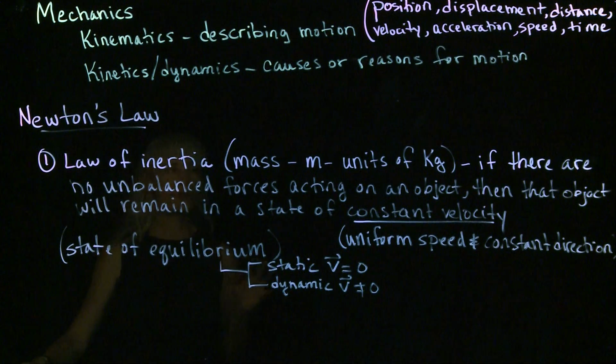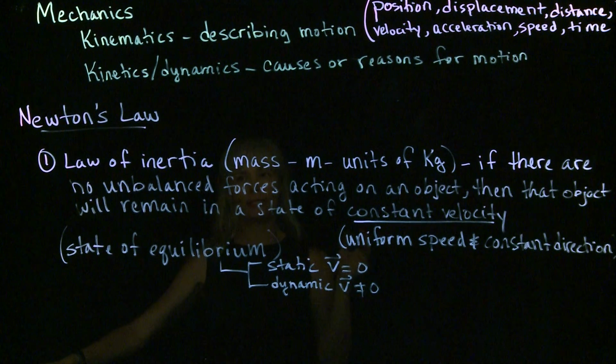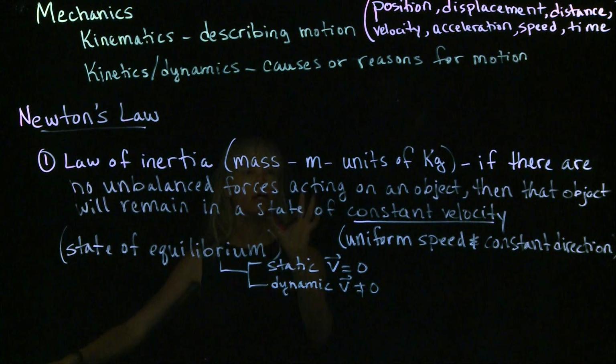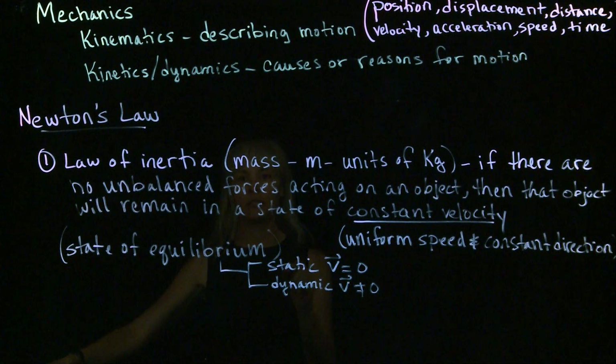Okay, so Newton in his first law says, hey, because objects have mass, they tend to want to continue moving in a state of constant velocity. And the only way to change them from moving in a state of constant velocity is to exert an unbalanced force on the object. In other words, it has to be tugged in one direction harder than it's being tugged in the other direction. So the law of inertia, Newton tells us how objects will behave in the event that there are no unbalanced forces acting.